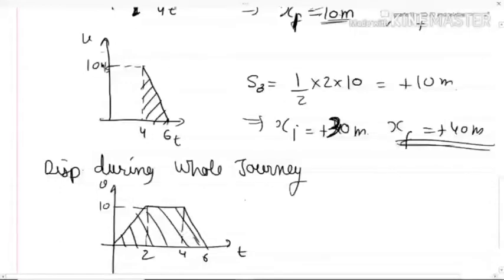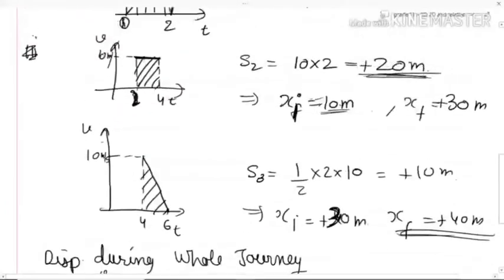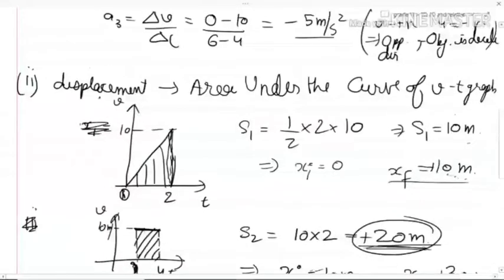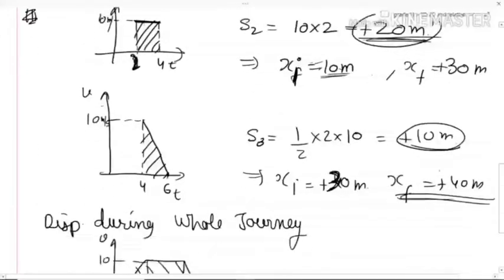Sir, basically we have to add 10, 30, 40? No, you don't need to add 10, 30, 40. You need to add this 10 meters, this 20 meters, and this 10. Basically, you need to add S1, S2, and S3, not XF. That is the final position.